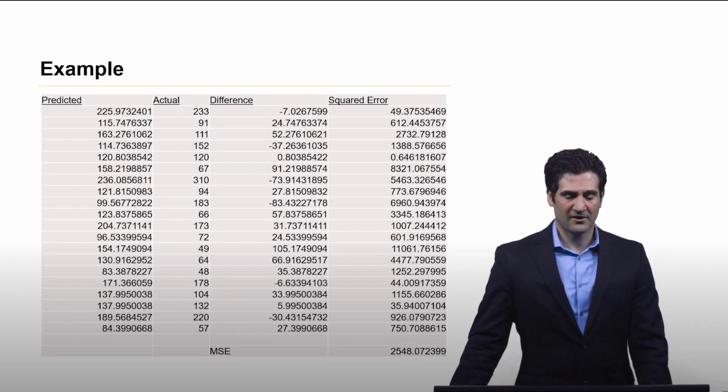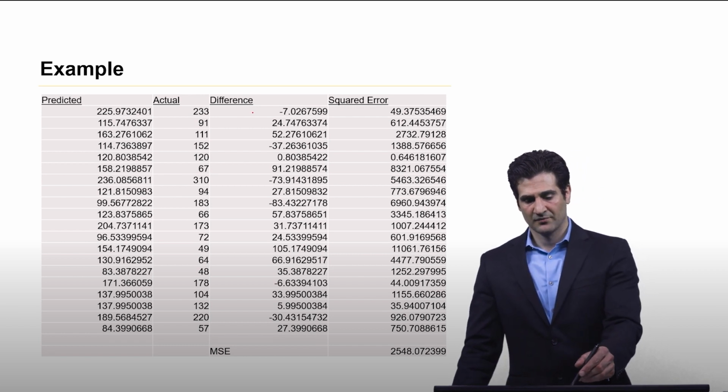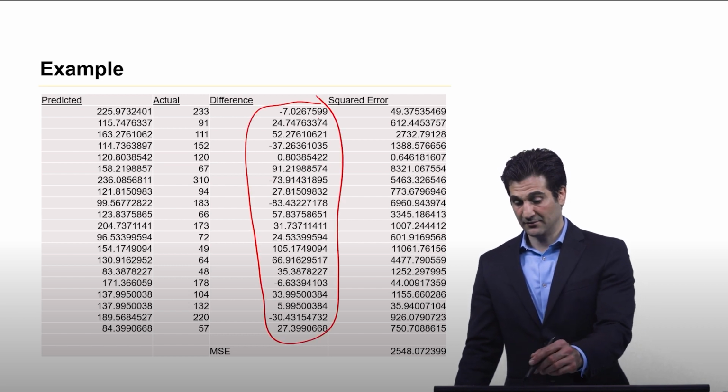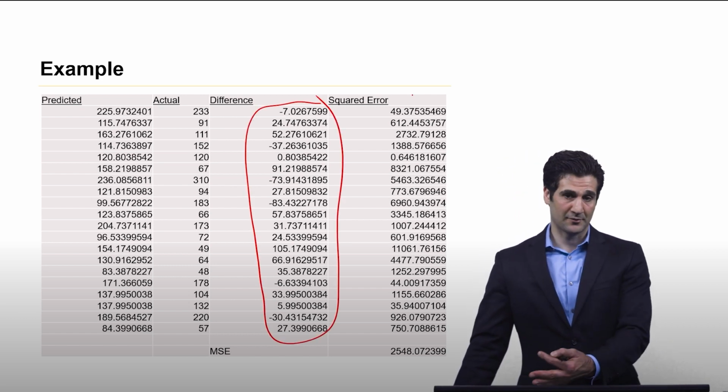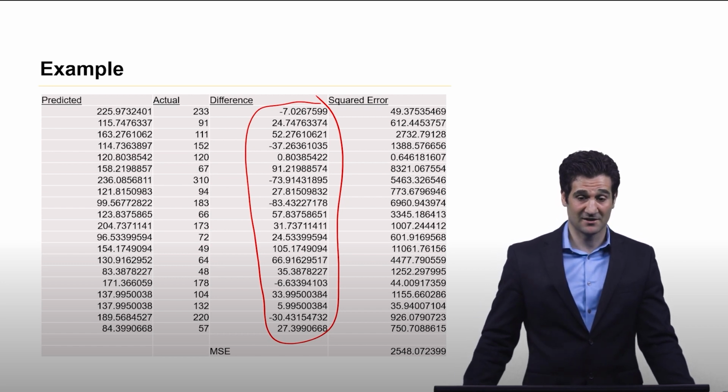So we compare the predicted and actual values, so we have this difference. Notice some of them are positive, some of them are negative. And then we just take the square of that and we sum it up. And that's how you calculate mean squared error. It's that simple.